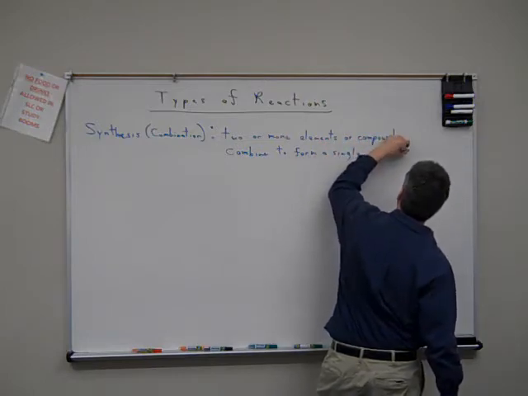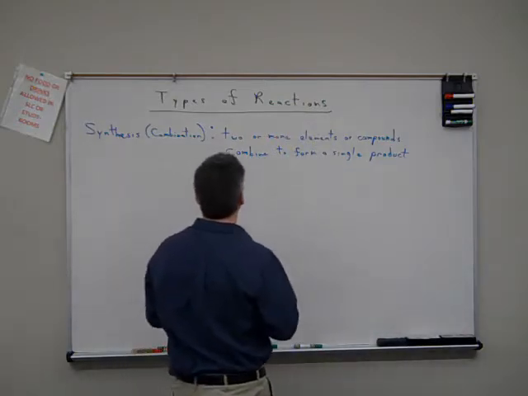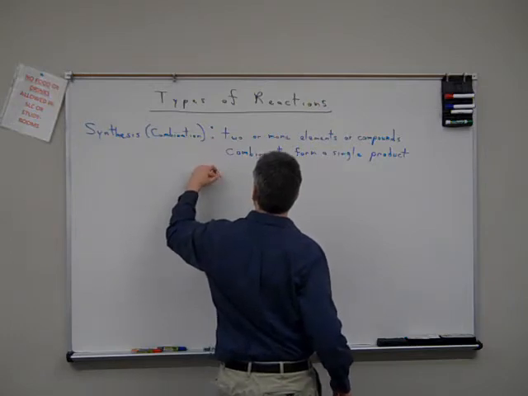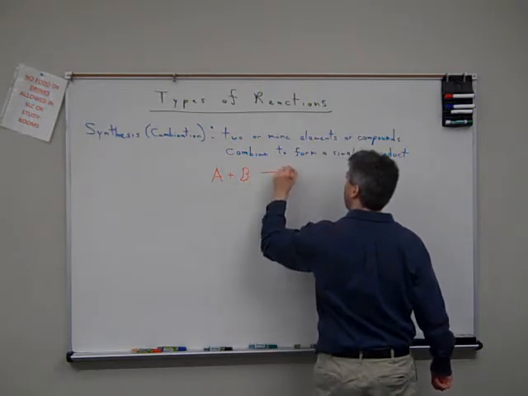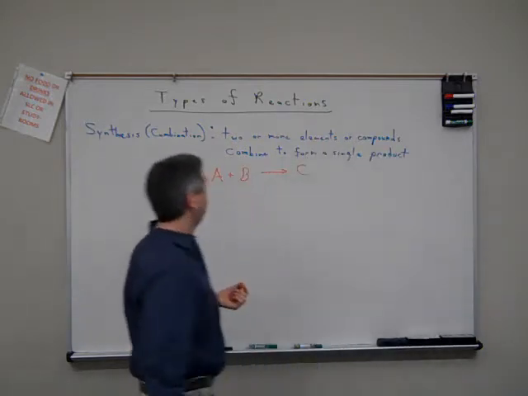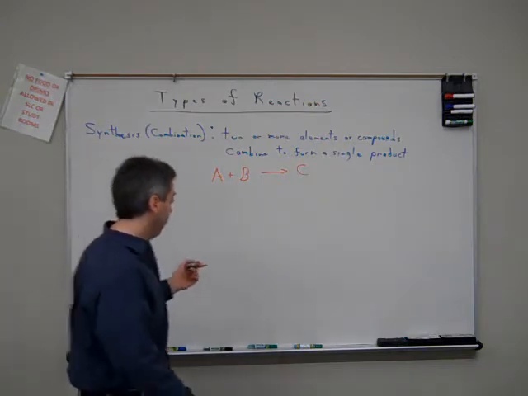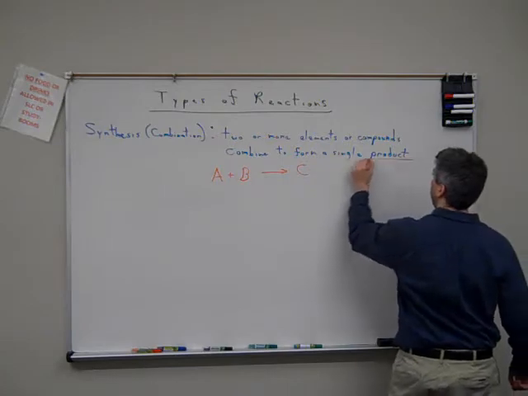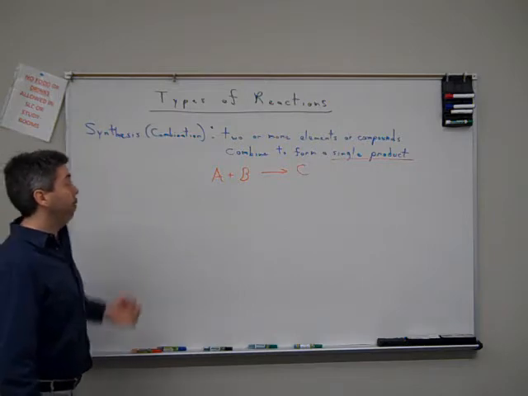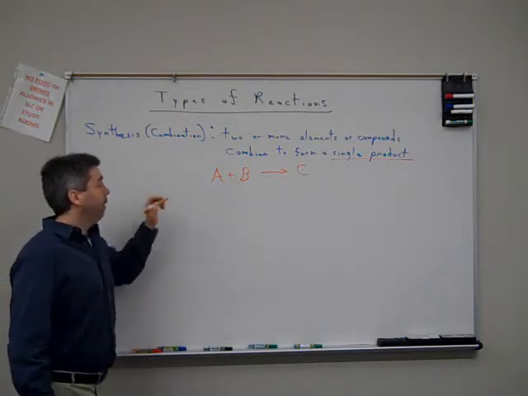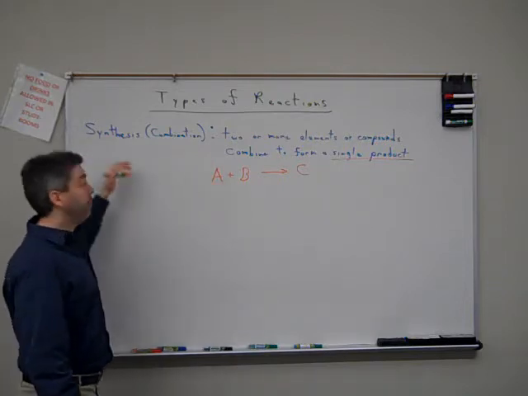There's a general pattern here. Usually it's A plus B goes to form C, which is the combination of the two. 2 or more reactants combine to form a single product. It's the fact that it forms a single product that is the obvious giveaway in synthesis. But if a product is not given, and each of the reactants are elements, you can know for certain that it is going to be a synthesis.